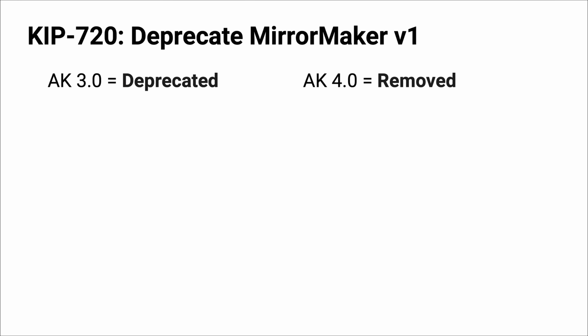KIP 720 is another deprecation KIP. All kinds of cleanup happening in 3.0. So MirrorMaker 1 is being marked as deprecated as of Kafka 3.0. Again, it will be deprecated with extreme prejudice, or removed, in AK 4.0. So that's just a deprecation warning on MirrorMaker 1. With the advent of MirrorMaker 2, now more than 2 years ago, this should be a pretty safe thing. I shouldn't say more than 2 years ago. It's coming up on 2 years ago, but hey, close enough.